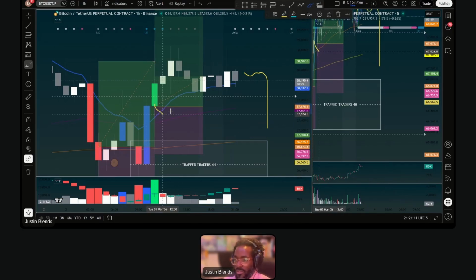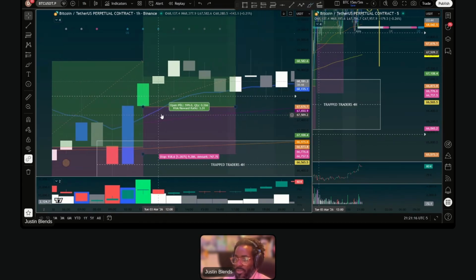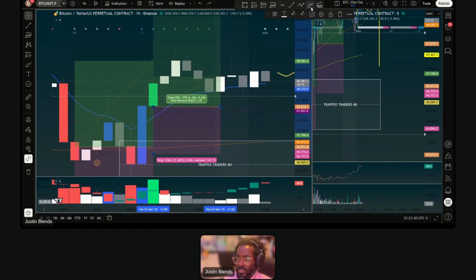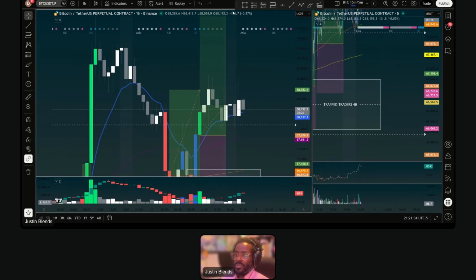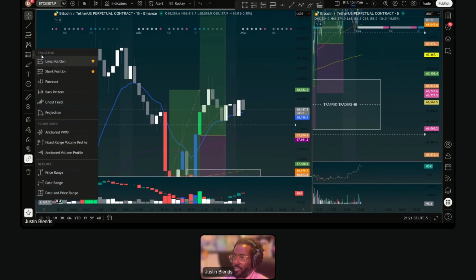As you see, price came right to the bottom and moved out. Then it kept building a base around the center of this vector, as you clearly see. That's the way to do it. You use your long and short tools. You can find them in this section here, the projections.